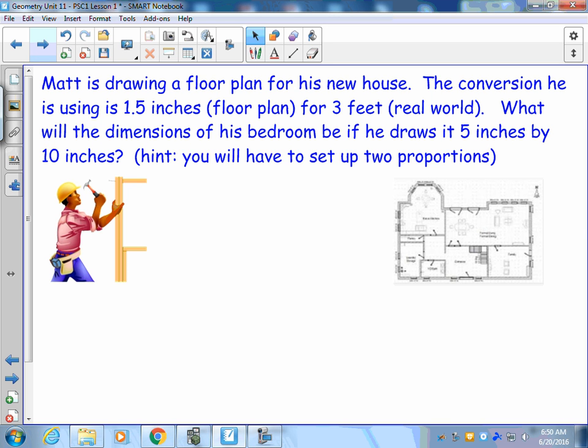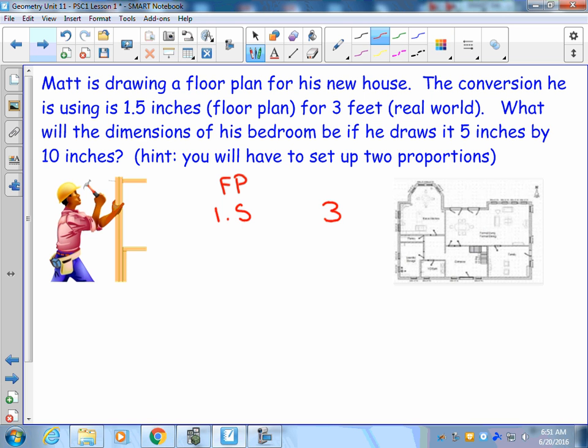Okay, construction blueprints, another place where proportions, fractions are being set up to solve situations for us. Okay, so Matt is drawing a floor plan for his new house. The conversion he is using for the floor plan is 1.5 inches equals 3 feet. Okay, so now what you want to do is, okay, so we've got the floor plan measurement, real measurement. Okay, so that is the measurement there. Okay, so what are the dimensions of his bedroom if he draws it 5 inches by 10 inches?